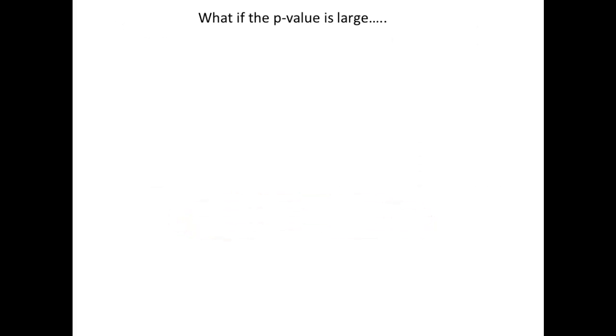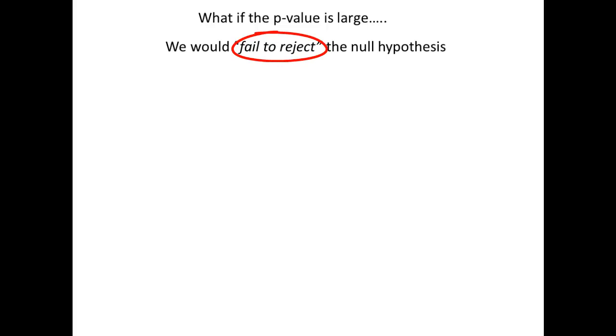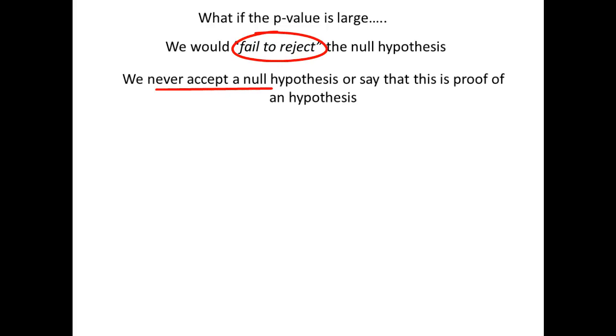So we use the word reject here. The alternative, if the p-value is very large, would be not to reject it. Now, we never accept a null hypothesis or say that this is proof of a hypothesis. We'd only say that we failed to reject it. And the reason for this comes down to logic. To prove a hypothesis, we'd have to measure the entire population, and all observations would have to behave consistently with the hypothesis. This is rarely done and is rarely achievable.